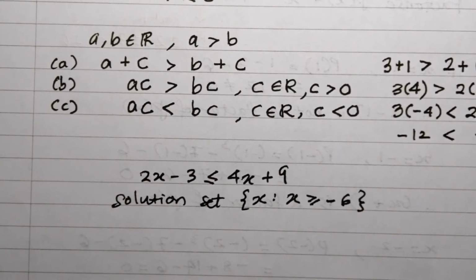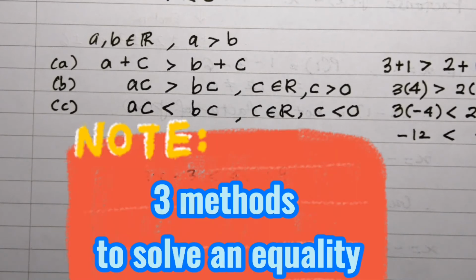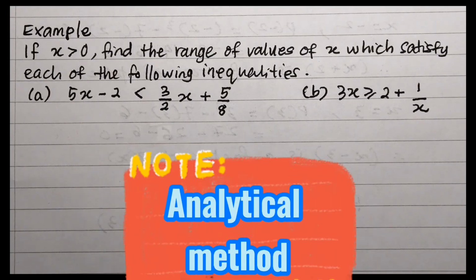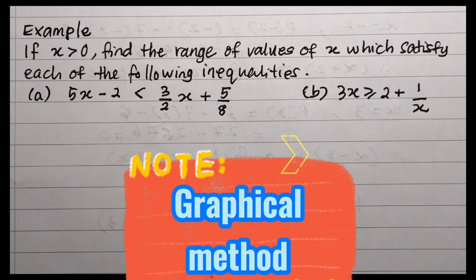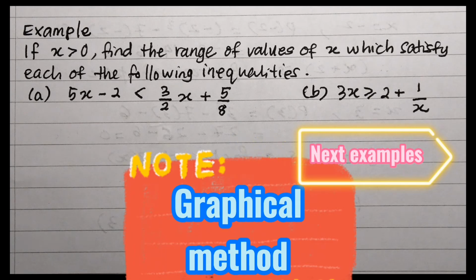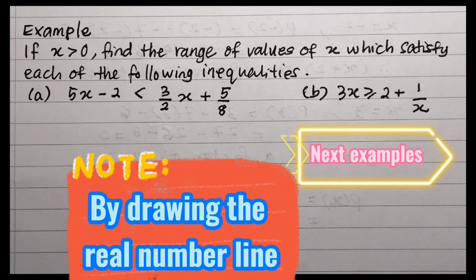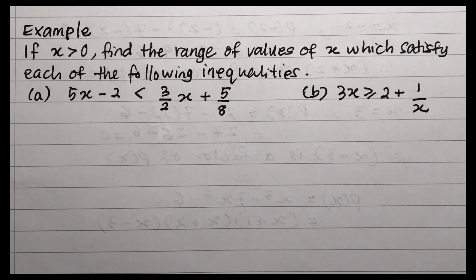Next, we are going to see examples to find the solution set. Inequalities may be solved according to the type of function given. For example, we use the analytical method. In the next example, we use the graphical method. Then the next, we solve by drawing the real number line. Now look at the first example.